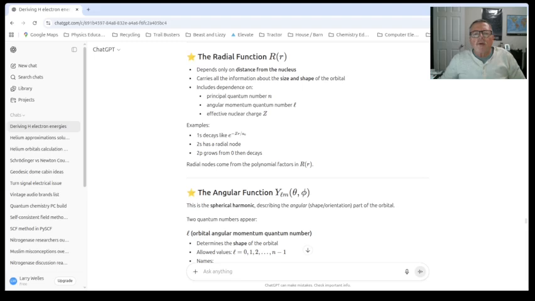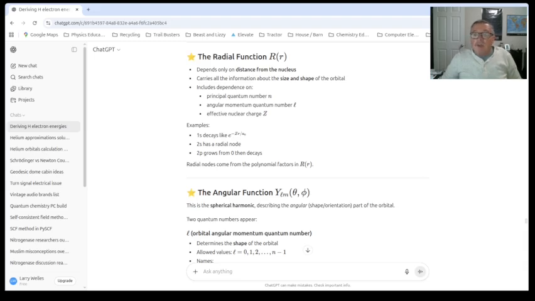The principal quantum number is n, the angular momentum is l, and the effective nuclear charge is Z. So, for instance, and let's break all this down, 1s is like this form, 2s has a radial node, and 2p grows from 0, then decays. Whoa, what's all that about? Well, have you seen the funny shapes that come from atoms that have all these orbitals filled in?